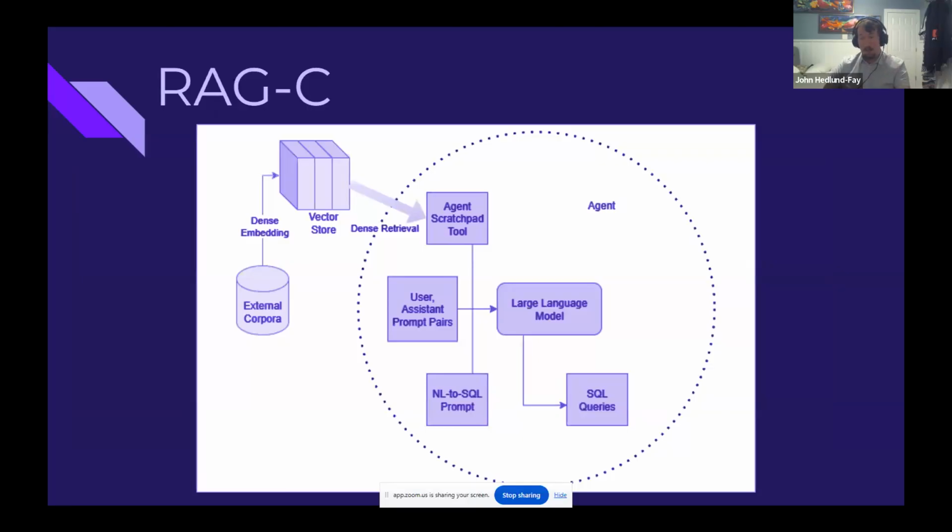The first architecture that I present here, which I called RAG-C, C for context augmentation, operates in two steps. First, the external corpora of the FA and PL handbooks and the IFAB laws of the game were densely embedded. Then the RAG retriever was provided to the broader agent as a tool, known in this case using the LangChain framework as an agent scratchpad. Then the retrieved context, the few shot examples, and the SQL generation prompt were composed together into a single reasoning context.